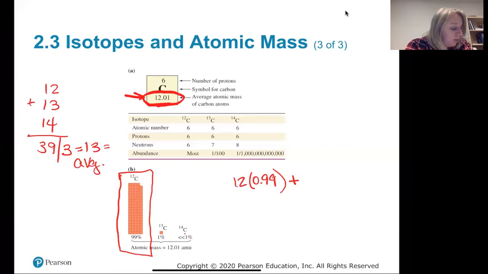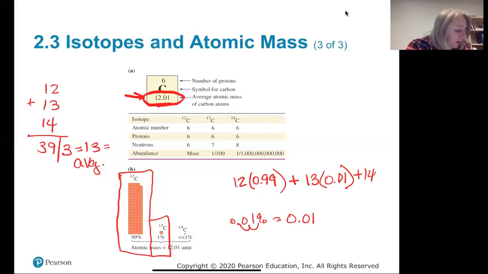Okay, here's carbon-13. So I'm going to take my mass and I'm going to multiply by the weighted average. Now remember, if it's 1%, we got to move that decimal place 2 times, right? So that gives me a decimal of 0.01. So 0.01 plus my carbon-14, right? It's like so tiny that we don't even do it. So like 0.0001, something like that. Really, really small.